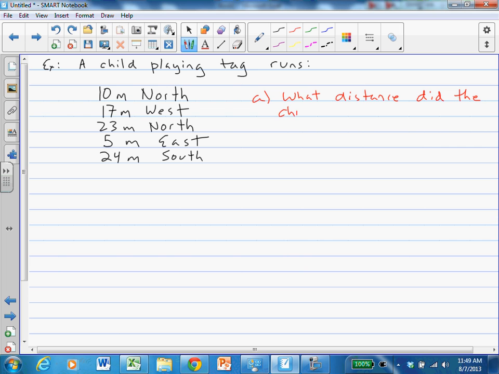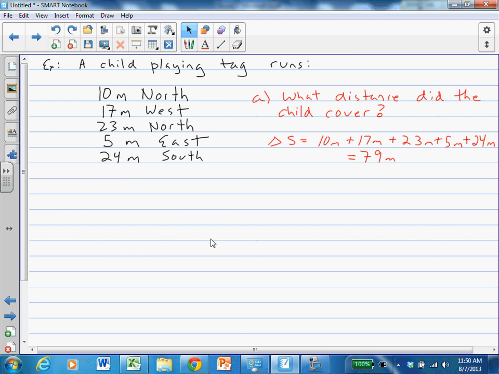Well, that part is not hard. It's just a summation. 10 meters plus 17 meters plus 23 meters plus 5 meters plus 24 meters. 10 plus 17 plus 23 plus 5 plus 24 is equal to 79 meters. But how about, what is the child's displacement?